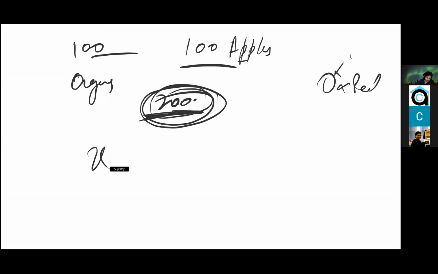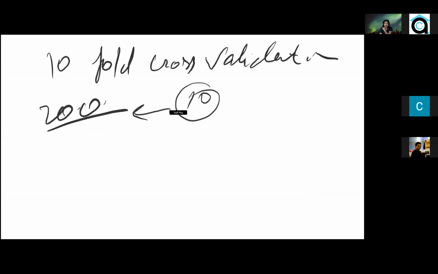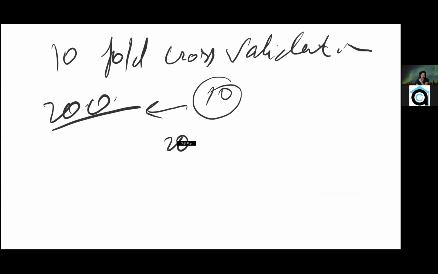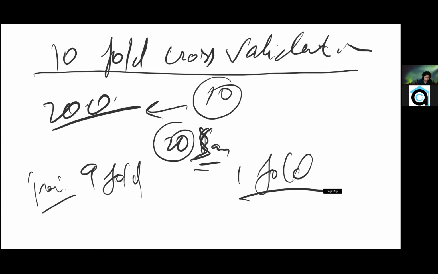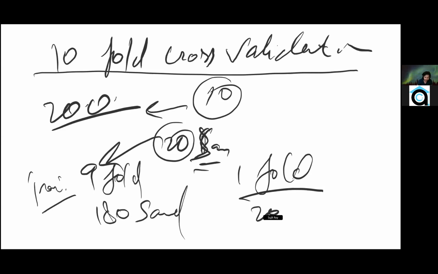So let's say I divide all of them equally into 10 folds. In every fold, I will have 20 samples. Now I want to perform a 10-fold cross-validation. So I will use 9 folds to train my model and 1 fold to test it. So I will be training on 180 samples and testing on 20 samples. Since it is 10-fold, we will be doing this 10 times.